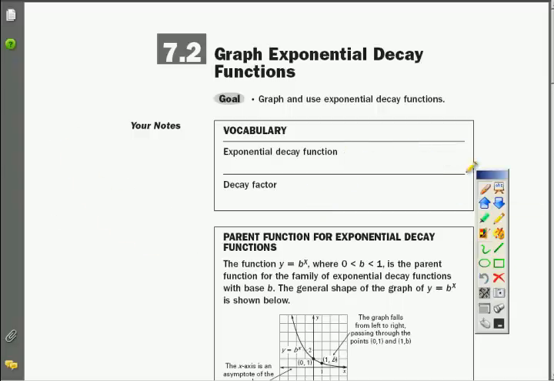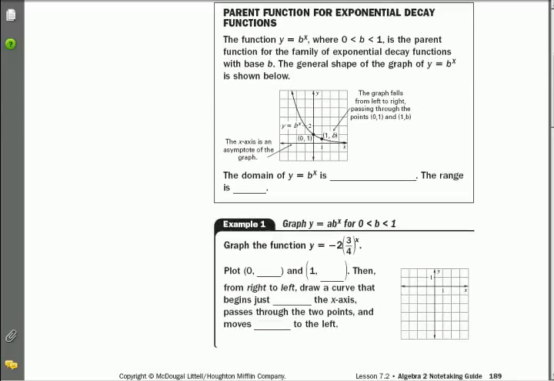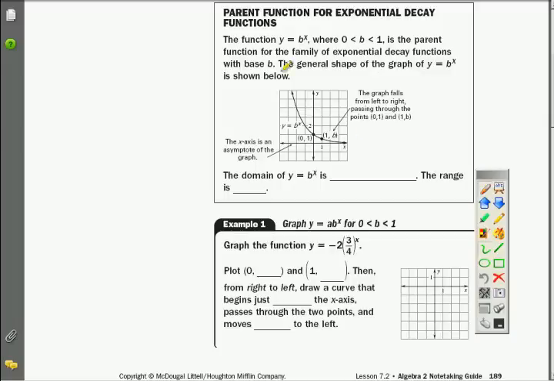Let's take a look at the parent function for an exponential decay problem. The parent function for an exponential decay would be y equals b to the x. The domain is, remember, all real numbers, and the range is y is greater than 0. And you'll notice how that thing goes whoop, right down here, and it has an asymptote of the x-axis. It's never going to touch the x-axis.